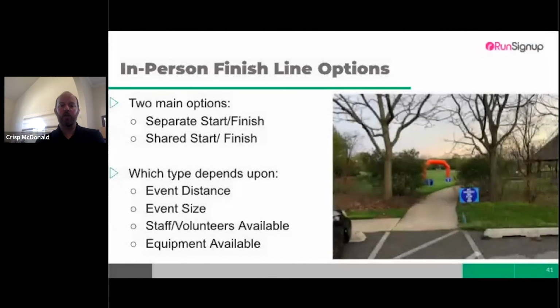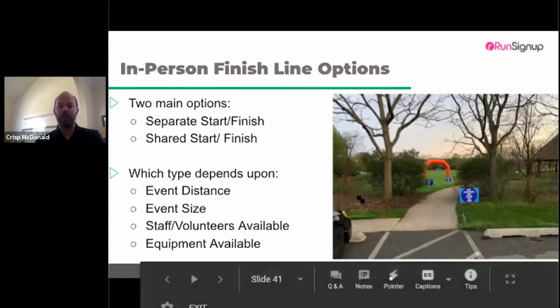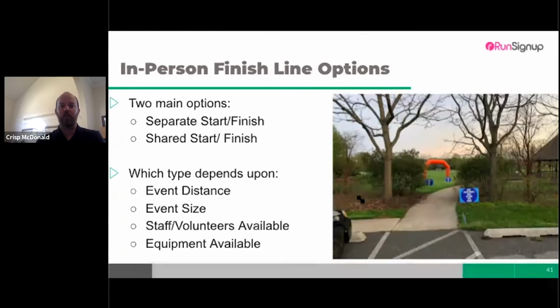With in-person finish line options, you have two main options: separate start and finish, and a shared start and finish. All of this is going to depend on your event size, distance, the staff and volunteers you have available, and the equipment that's available. You do need to consider the crossover congestion of people at the start and finish. What I tell people is, if you're going to be doing a wave start, you can start doing calculations off of the time in between each wave and the number of people you have registered. If you start closing in that gap, you're realizing, okay, we're going to have overlap. We've got to go to a separate start and finish.